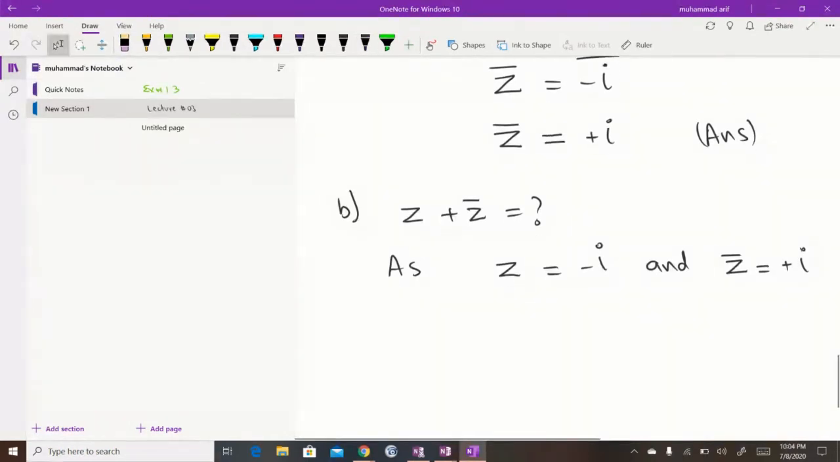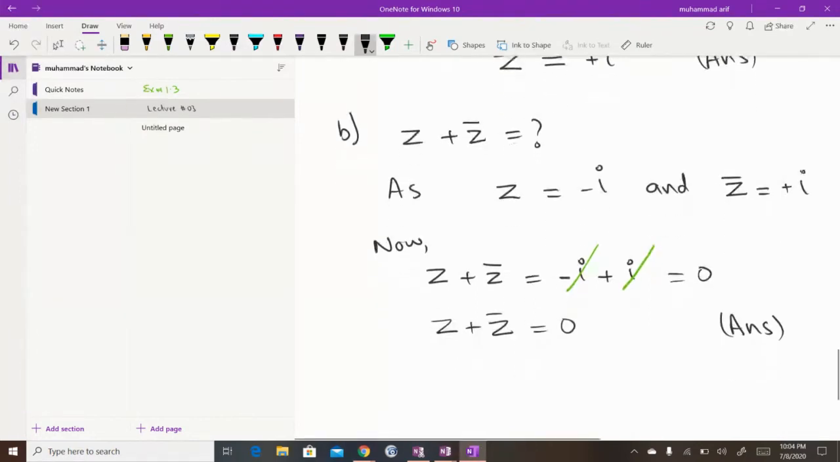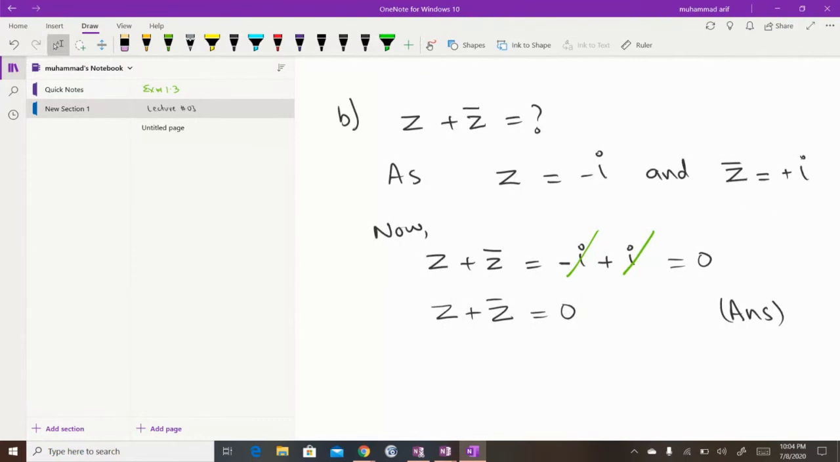Now we are to calculate Z plus Z conjugate. What is the value of Z? The value of Z is negative iota. What is the value of Z conjugate? The value of Z conjugate is positive iota. After cancelling iota with negative iota, we get 0. That is a null complex number, the 0 complex number, which is our required answer. That is, Z plus Z conjugate is equal to 0.